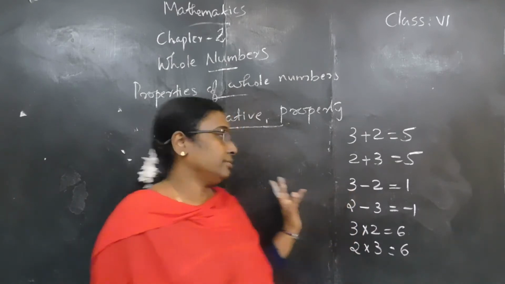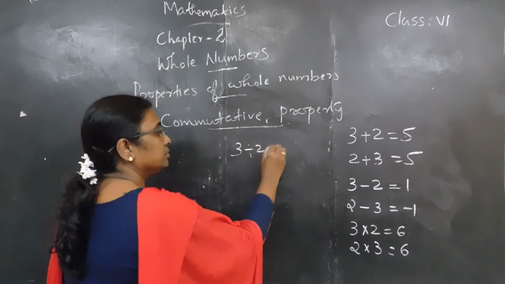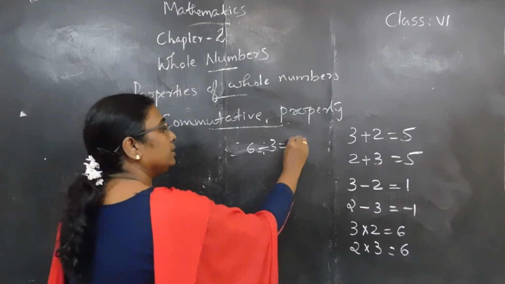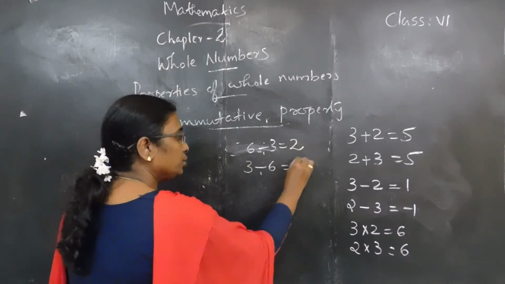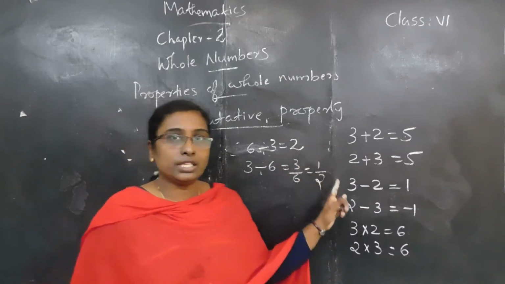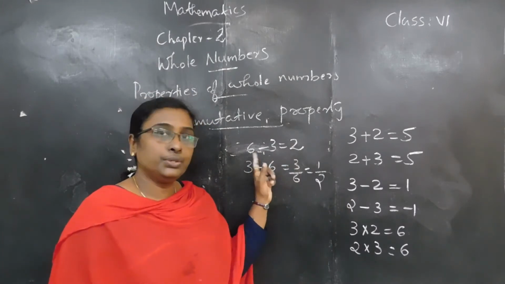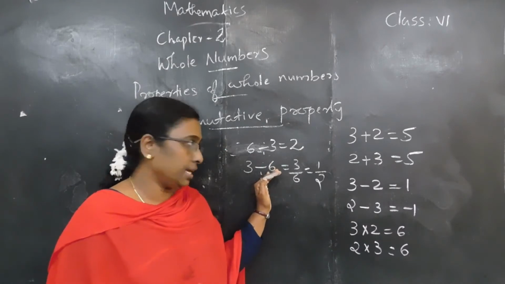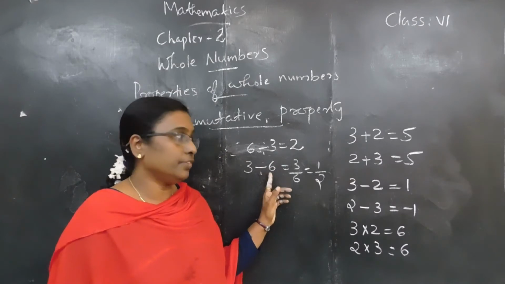Then, division. 6 divided by 3. 6 divided by 3 equal to 2. 3 divided by 6 equal to 3 by 6 equal to 1 by 2. The answer is not the same. That is, we cannot divide two whole numbers in any order. Therefore, we can say that the whole numbers are not commutative under division.